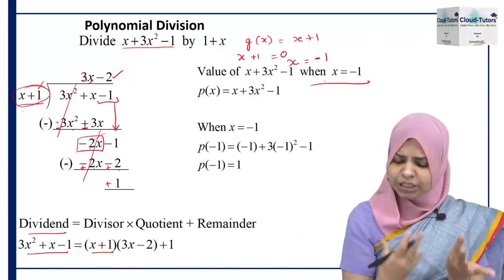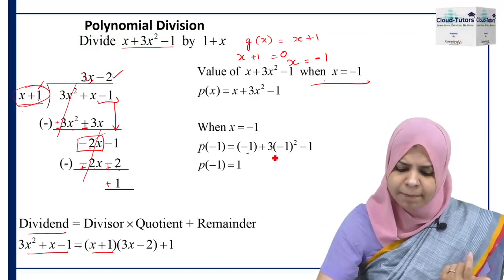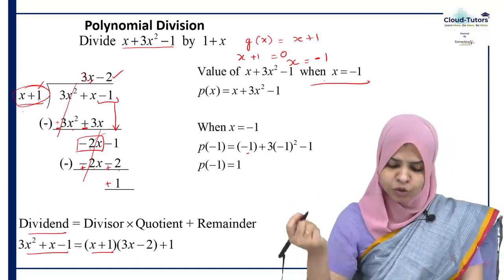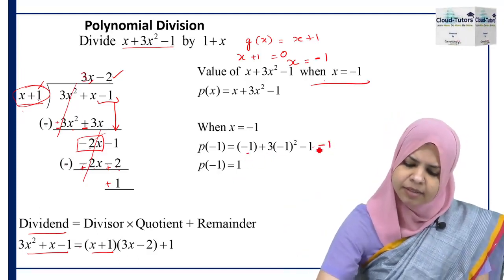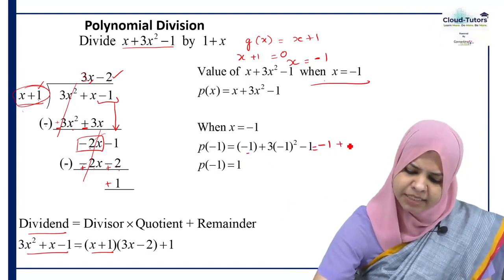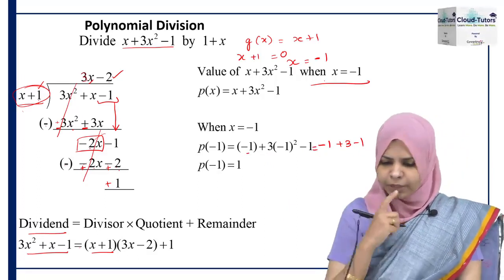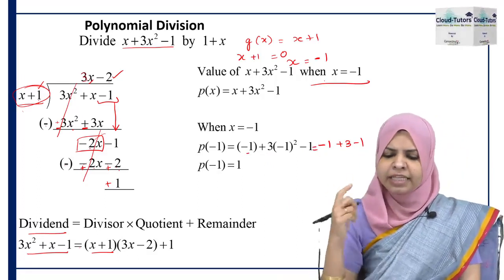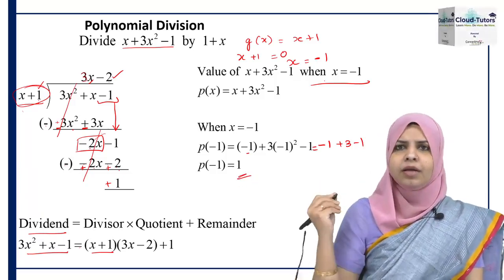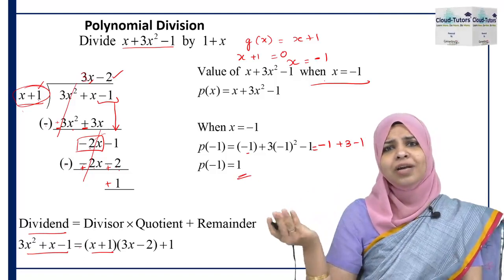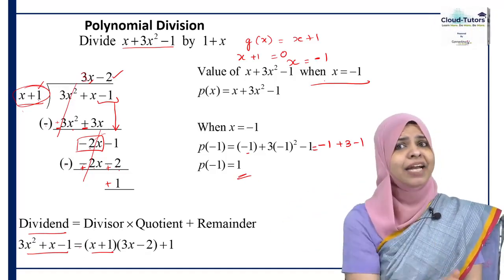So, p of minus 1 is what? Minus 1 plus 3 into minus 1 whole square, minus 1. Minus 1 as it is. Okay. Plus 3 minus 1. What is that equal to? Minus 1 plus 3 is plus 2. Plus 2 minus 1 is plus 1. Voila. I don't have to divide it to find the remainder here.